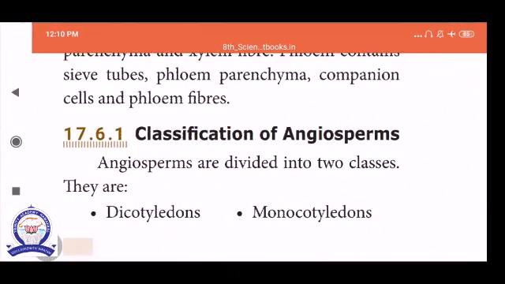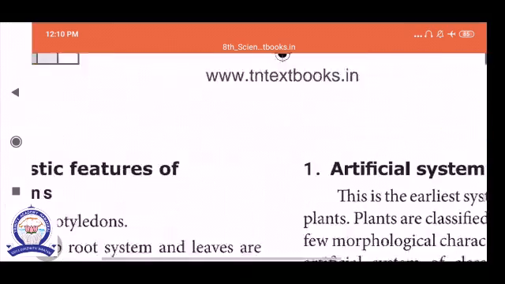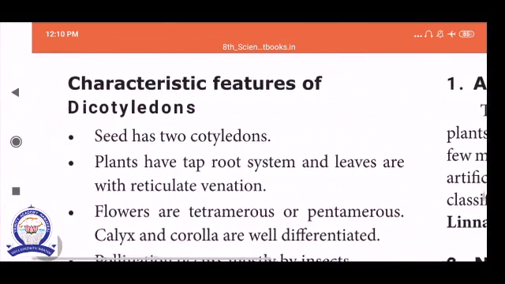Angiosperms are divided into two classes: dicotyledons and monocotyledons. What is meant by dicotyledon? Di means two, and cotyledon means seed leaves, so having two seed leaves. Examples: neem tree, tamarind tree, teak wood, etc. Then monocot: mono means single, cotyledon means seed leaf, so having a single cotyledon. Example: all kinds of cereals belong to monocotyledons.